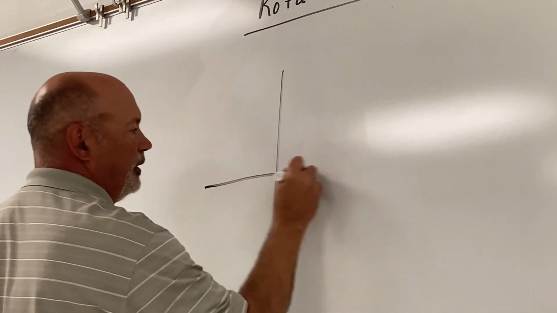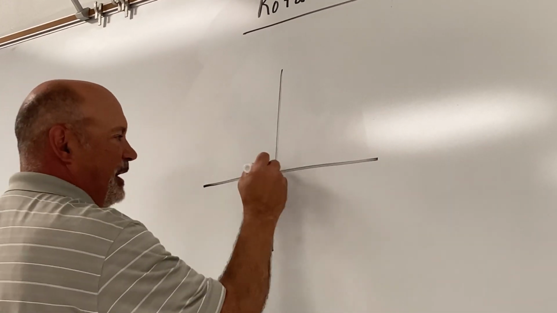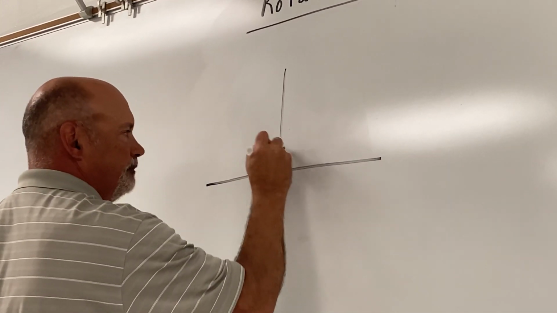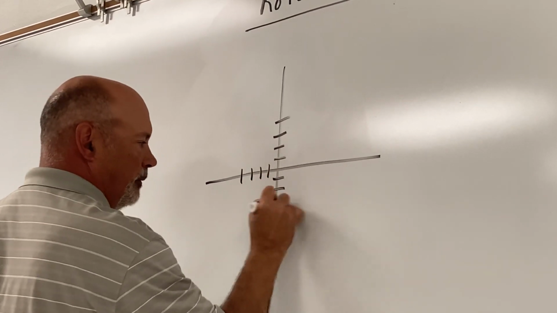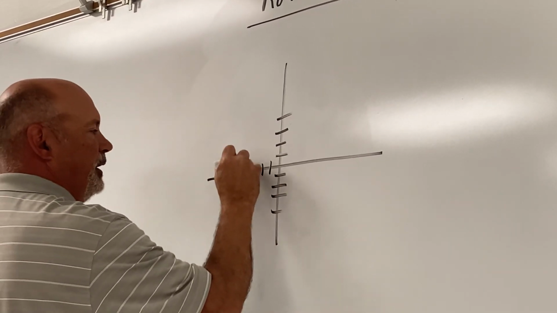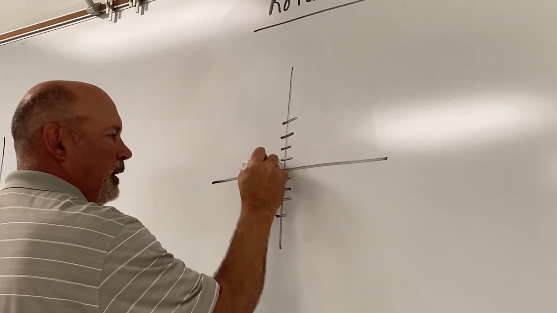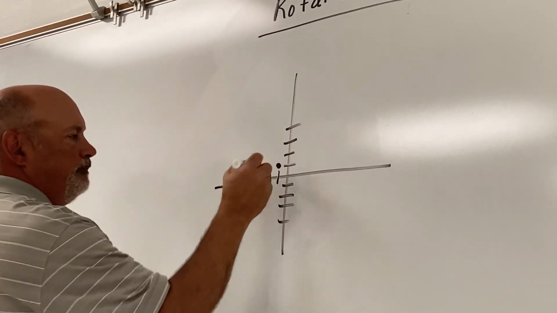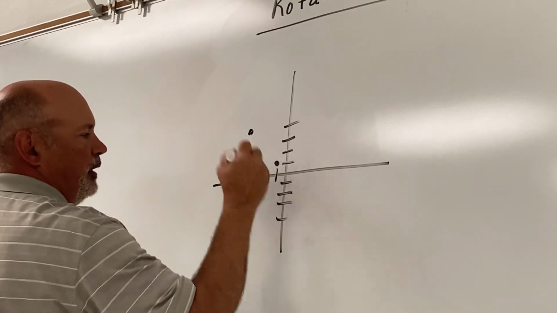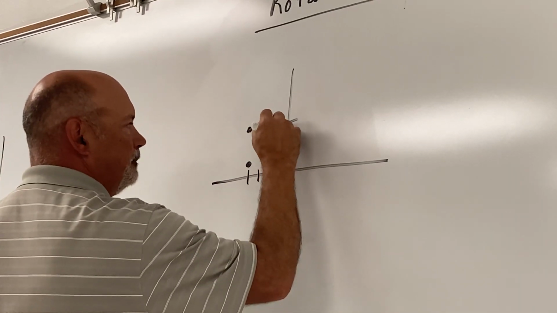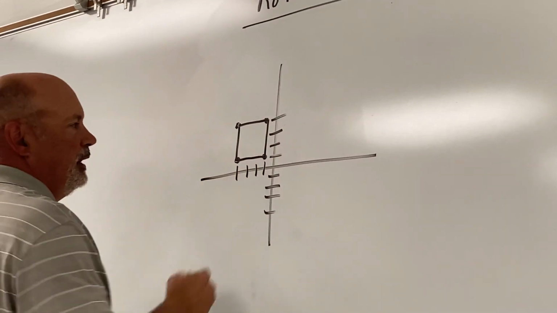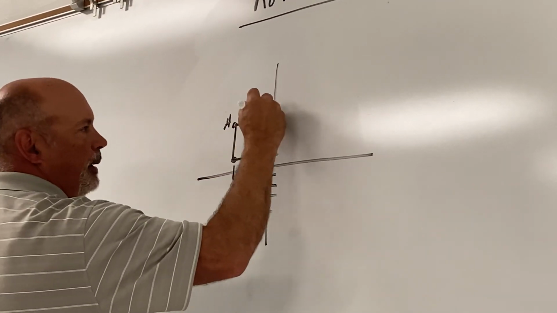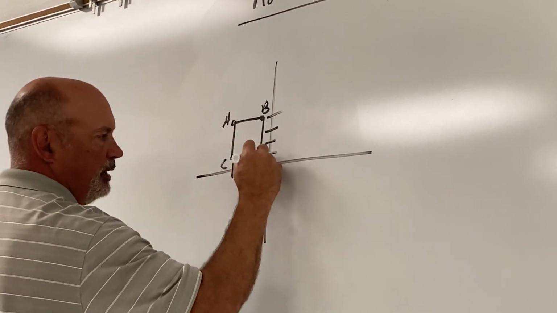Oh, I need a better one. Let's take a rectangle. And let's put it at -4, 1, -1, 1, -4, 4, and -1, 4. And let's label it A, B, C, D.